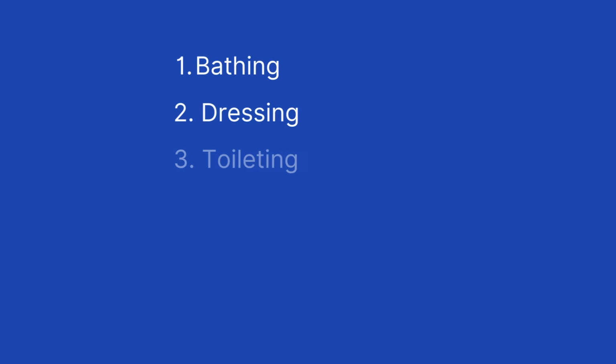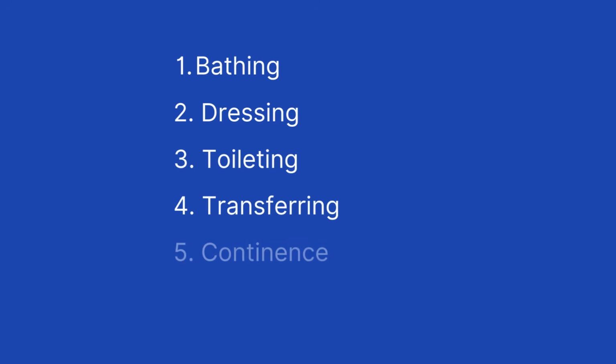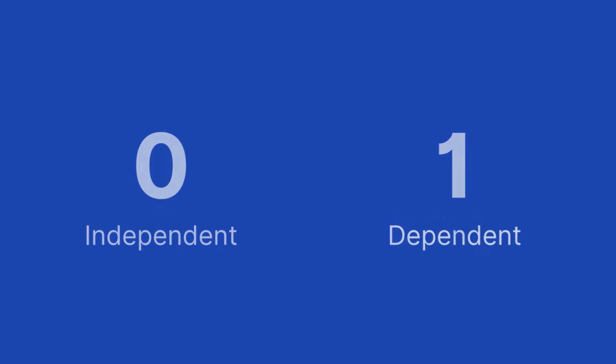ADLs are daily activities necessary for self-care, and this index measures 6, including bathing, dressing, toileting, transferring or moving from one place to another, continence, which is maintaining control of bladder and bowel movements, as well as feeding. Each activity is scored from 0 independence to 1 dependence.